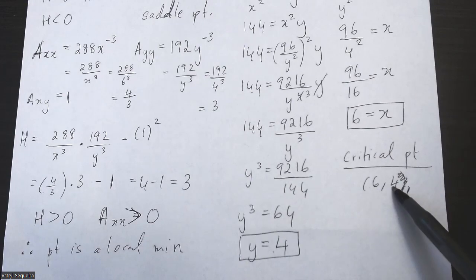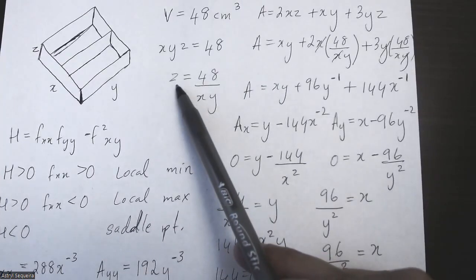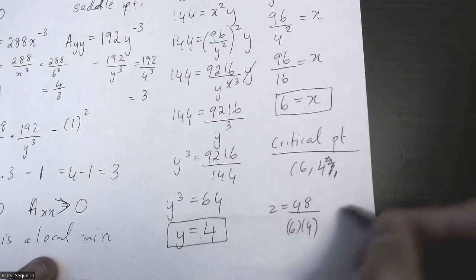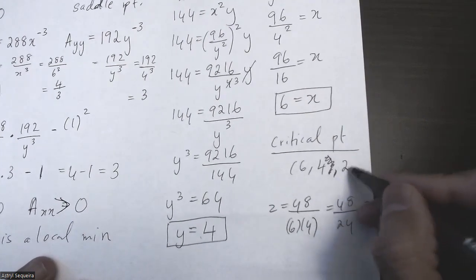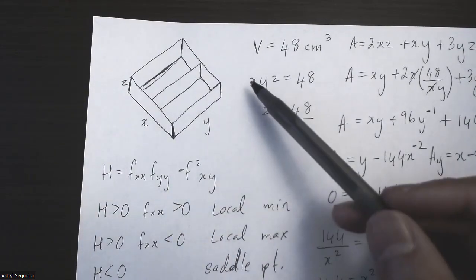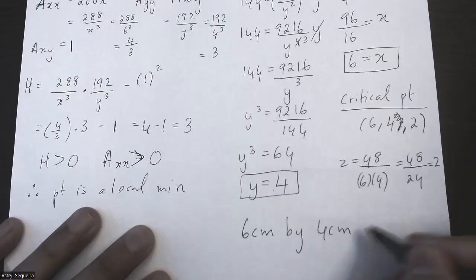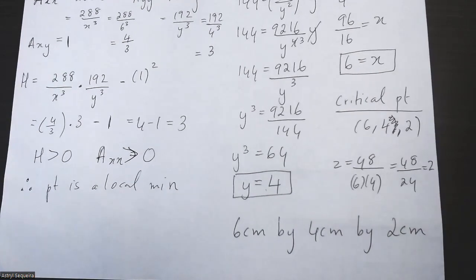So my critical point is 6, 4. I can find my z value by substituting my x and y back into this z equation. So z equals 48 divided by 6 times 4, which is 48 over 24, which is just 2. The z value is 2. So this box is 6 centimeters by 4 centimeters by 2 centimeters. And that's going to be the dimensions that will minimize my area, therefore minimizing my cost.